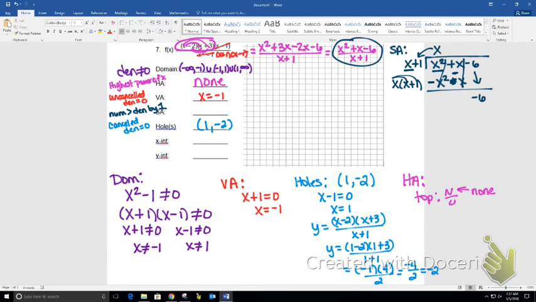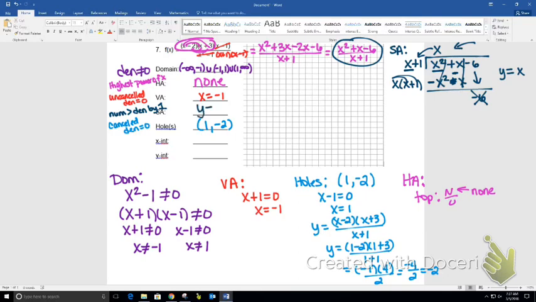And what do we do with the remainder on a slant asymptote? We don't worry about the remainder on a slant asymptote. So I'm going to write y equals, and whatever I have on top there is my answer. So my slant asymptote is y equals x.